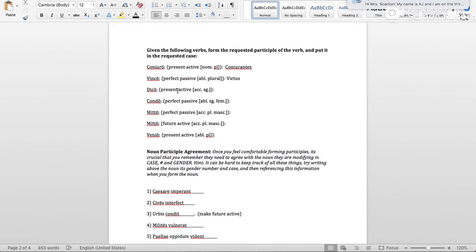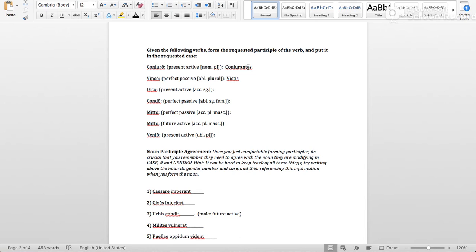So I take victus, and now though I see ablative plural. So how am I going to make this ablative plural? And you think, was this declined like a third declension noun or like a 2-1-2 adjective? And you see that us ending, and you're like, oh, it's a 2-1-2 adjective. So you're going to say victis. Perfect. The next one, present active. So you're going to do the same process that you did for this first one up here, except for now you're going to put an accusative singular ending on it, right?